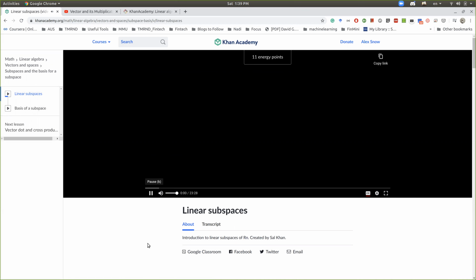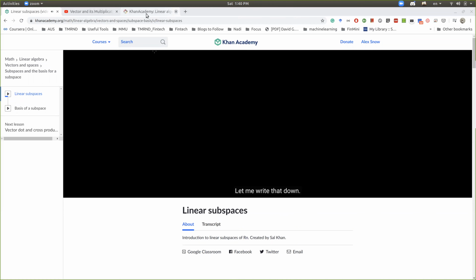We now have the tools, I think, to understand the idea of a linear subspace of Rn. Let me write that down. I'll just always call it a subspace of Rn. Everything we're doing is linear. Subspace of Rn. I'm going to make a definition here.